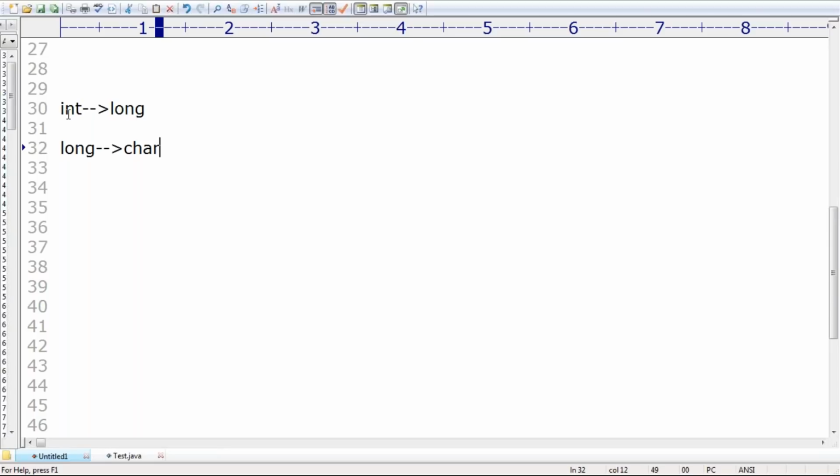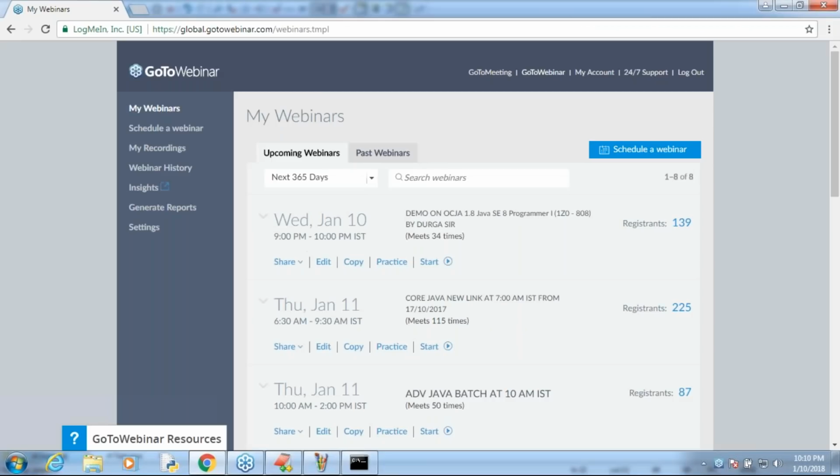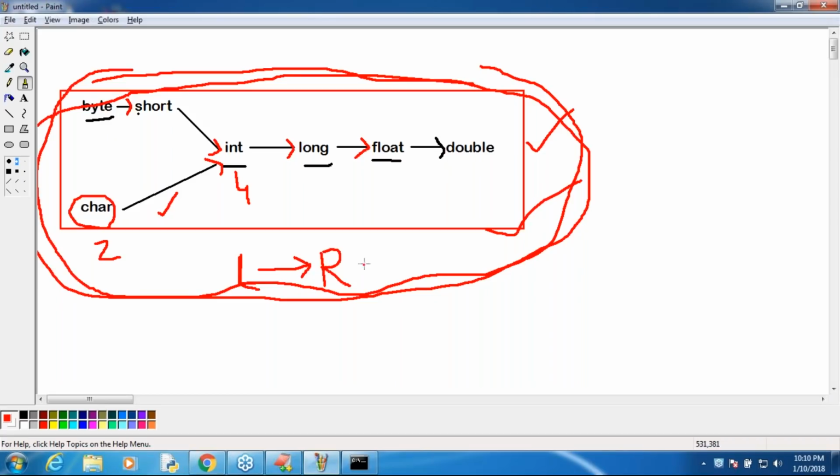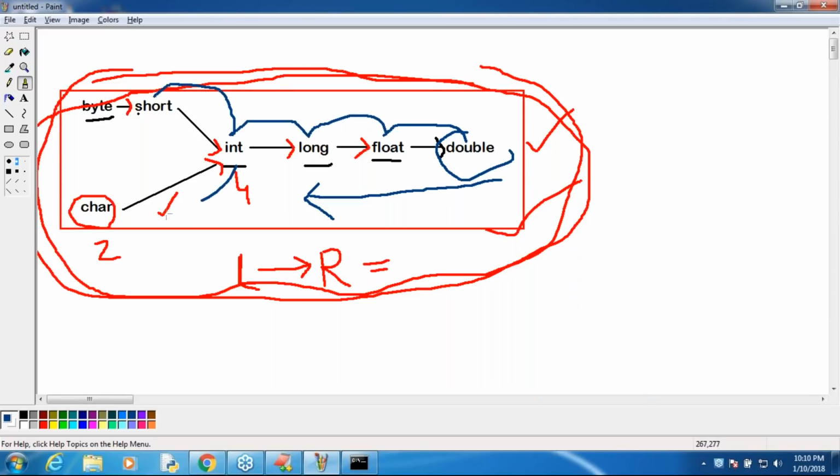Long to char, explicit. Remember the same diagram: if you are moving from left to right, smaller to bigger, it is implicit typecasting. If you are moving from right to left, whenever we are assigning double to float, float to long, long to int, int to byte or short, or int to char, whenever we perform the reverse operation, compulsorily we require explicit typecasting. Is everyone in a position to understand?